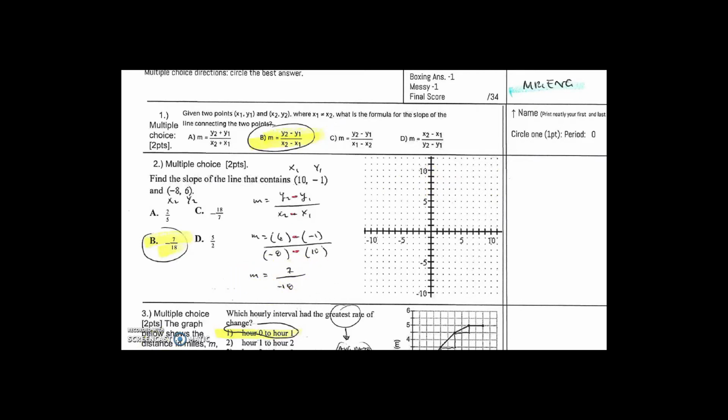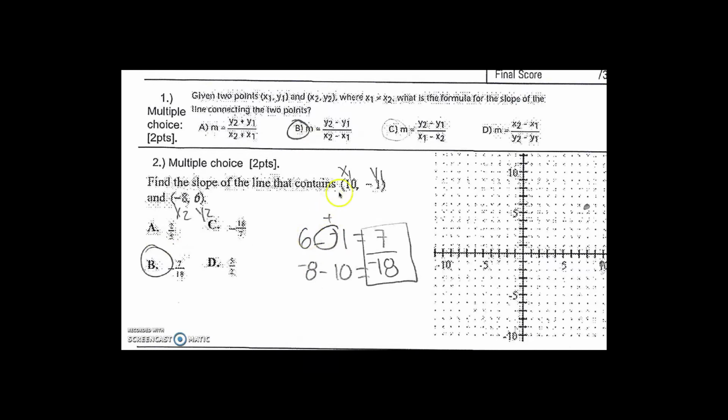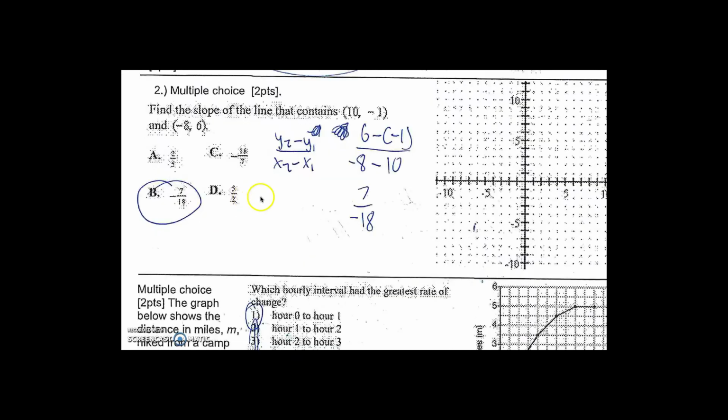Let's look at some student work. The student labeled this one correctly, two ordered pairs, and then didn't write down the formula, but they have the correct answer. I like this one, they have the formula labeled, and then substitutions, and then simplified.